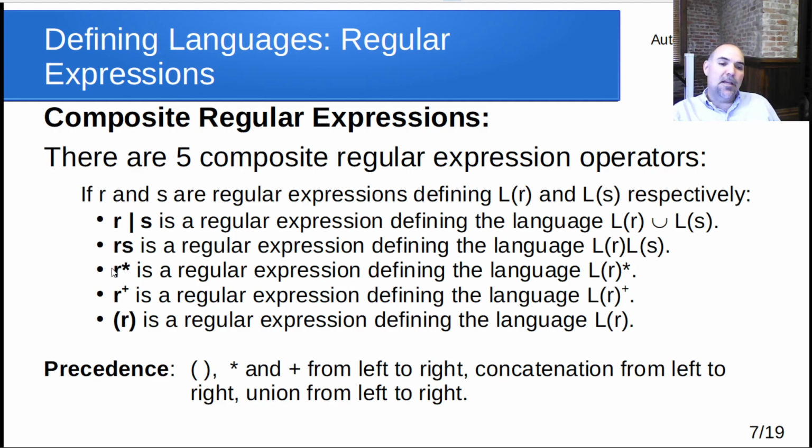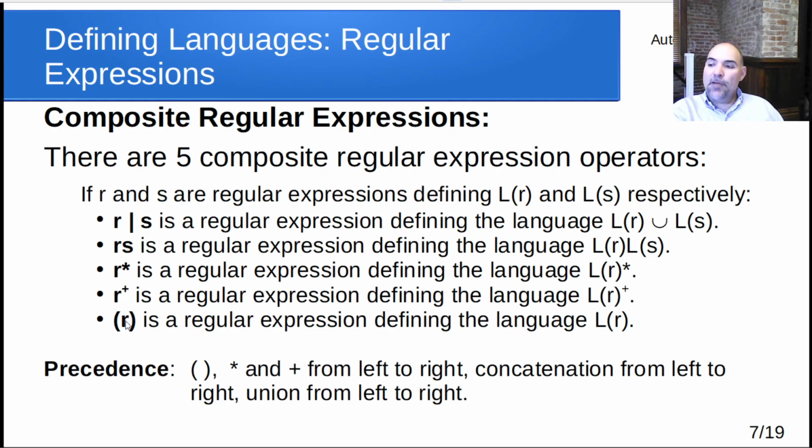So in other words, this is like lambda union with R, union with RR, union with RRR, union with RRRRR, union with all the way up to an infinite number of them concatenated. So this is repeating this language, or concatenating it with itself, 0 or more times. The plus operator is a regular expression. So any regular expression R plus is itself a regular expression that defines the language LR plus, and that's just 1 or more. So the same thing as star, but 1 or more repetitions of it.